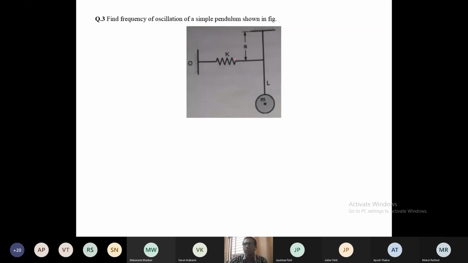Horizontally, the spring is attached here, at the distance a from the pivoting point. The distance is given here, and the length of the rod is given here, L, mass of weight M. Stiffness of spring is K. Now you have to find out the frequency of the given system by using the equilibrium method and energy method.